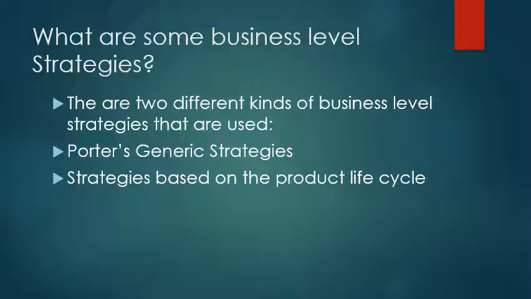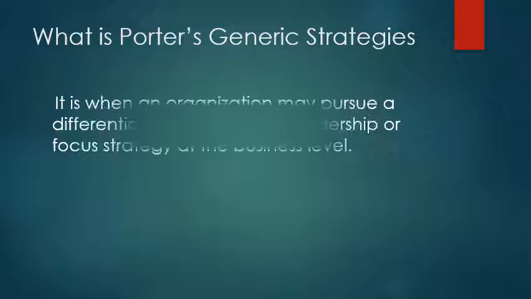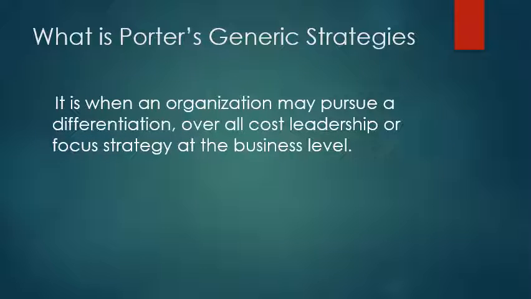There are two different kinds of business level strategies that are used. Porter's generic strategies is when an organization may pursue a differentiation, overall cost leadership, or focused strategy at the business level. The product life cycle is a model of how sales volumes change over the life of the product. An organization that uses a differentiation strategy seeks to one-up its competitors through the quality and services of its products, and they can charge more with these benefits.